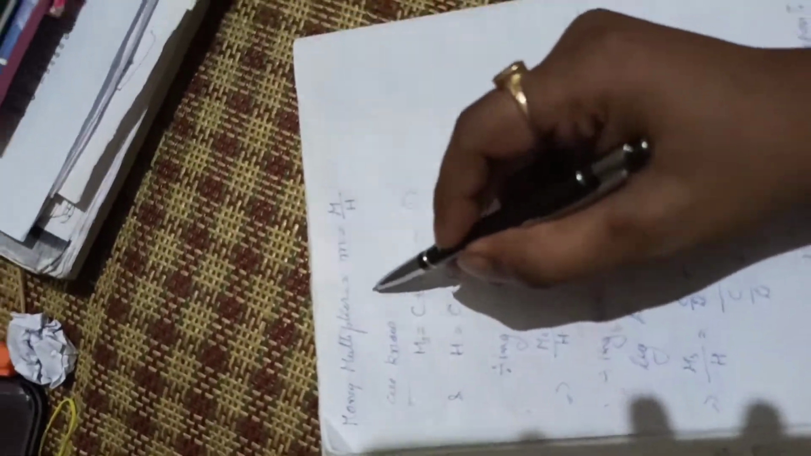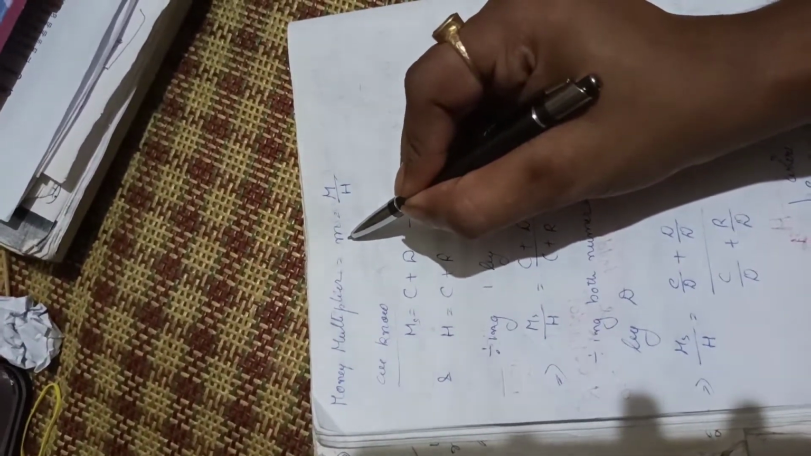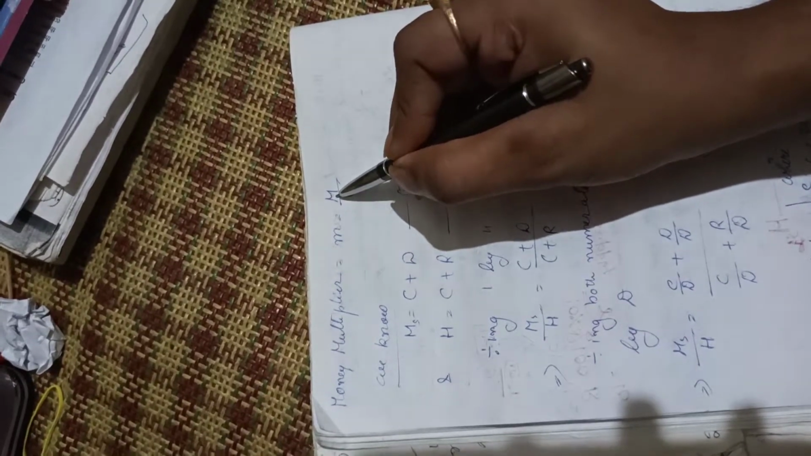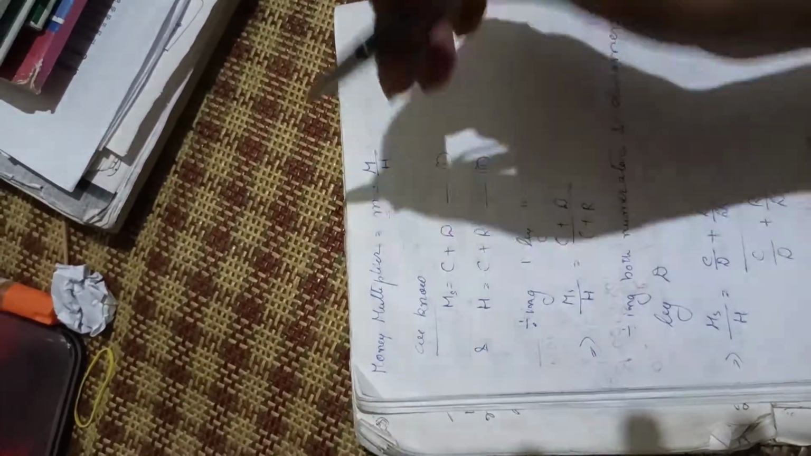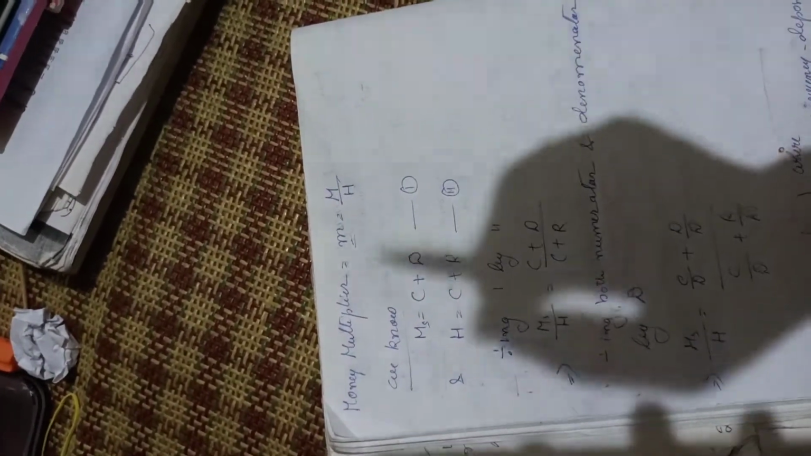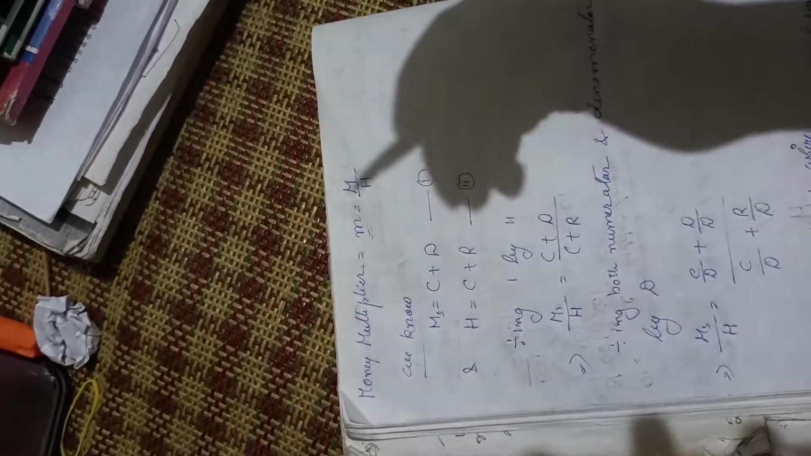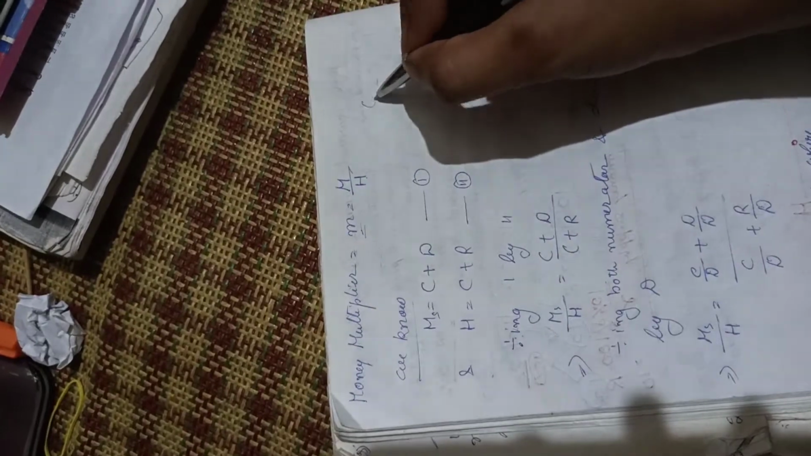Now I will jump to the money multiplier, the concept of money multiplier and how it is derived. Money multiplier is basically defined as the ratio between money supply and high powered money. It is represented by small m, or you can represent it with any other letter, say small k or anything, but use small letter. Whatever symbol or letter you use, you should mention that this is money multiplier.